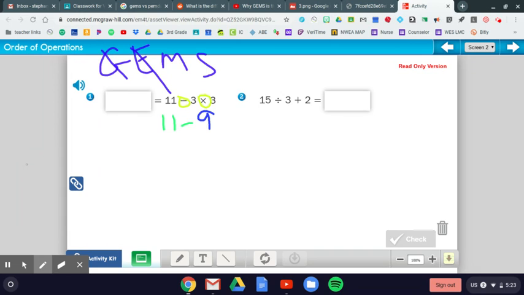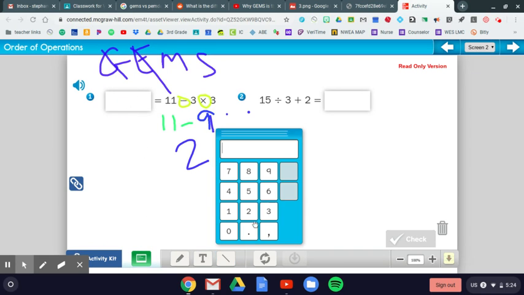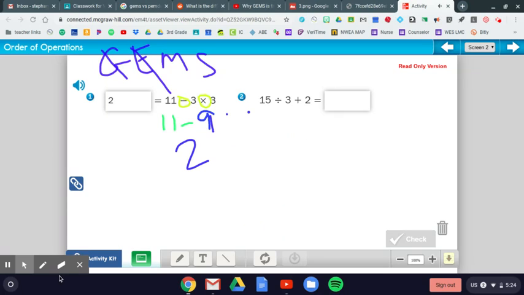Now I have 11 minus 9. 11 minus 9, 9, 10, 11 is 2. This is my last number. There's nothing else to do. No equations, no operations. So my number is 2. That is my answer. Let's click on the answer block. See if it's going to work today. So I can put the answer in so I can check that you are right. 2. Okay.